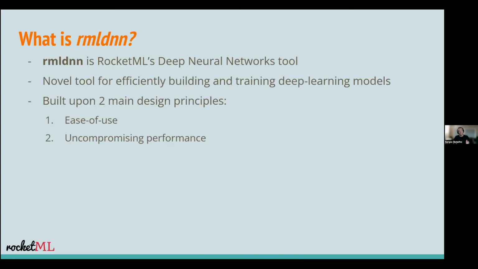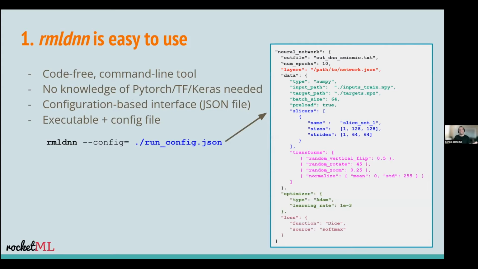So what is RMLDNN? It is RocketML's, our company's, deep neural network tool, right? This is a new tool that we believe can allow you to efficiently build and train deep learning models. In the next couple of slides, I'm going to show examples of why it's based on these two design principles: ease of use and uncompromising performance, right? So why is it easy to use?